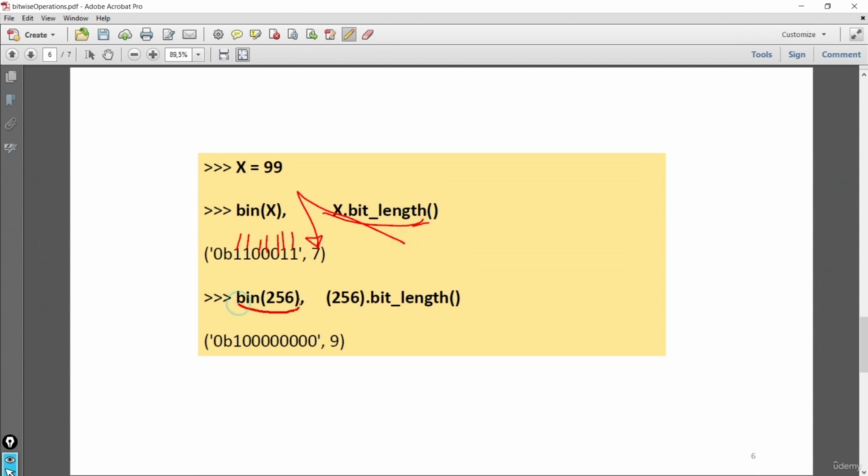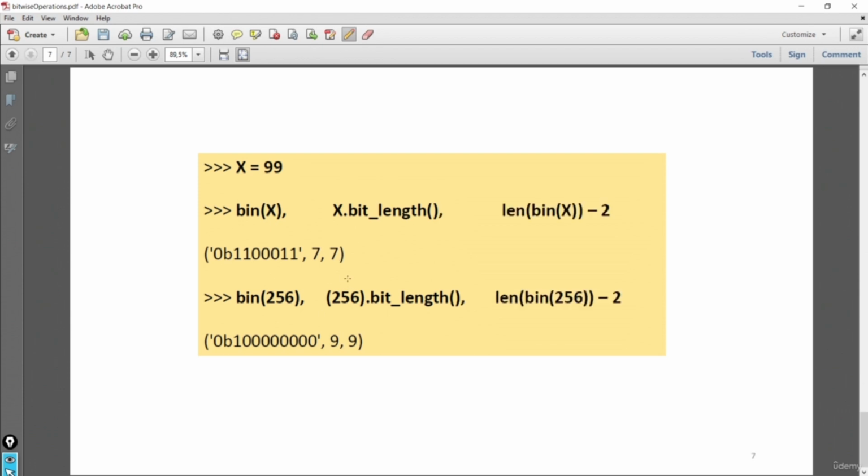Here binary representation of 256 is obtained, and the bit length function gives the number of bits in this string. How many bits do we have here? 9 bits. Okay, this is the next slide. What is different from the previous one? We use the len function here. X is converted to binary. Len bin x calculates the string length. So this is all the string.